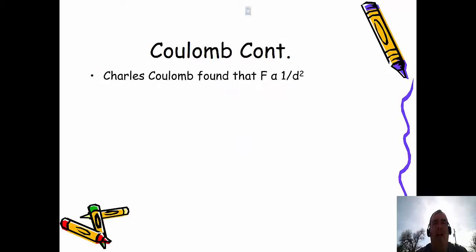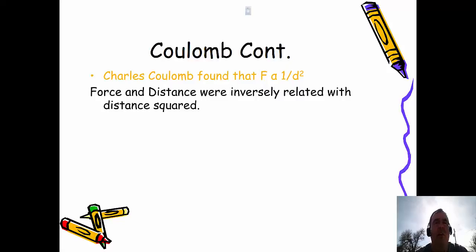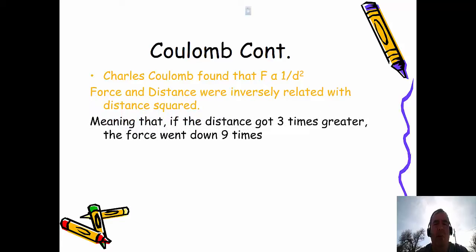Charles Coulomb found that force varied with 1 over the distance squared. Notice we're talking about force, but look at what's going on with the distance. We are squaring that distance, but it is an inverse. So force and distance were inversely related with that distance squared. If distance got 3 times greater, the reciprocal is 3 times less, but it is squared. So 3 squared is 9, which means the force went down 9 times.